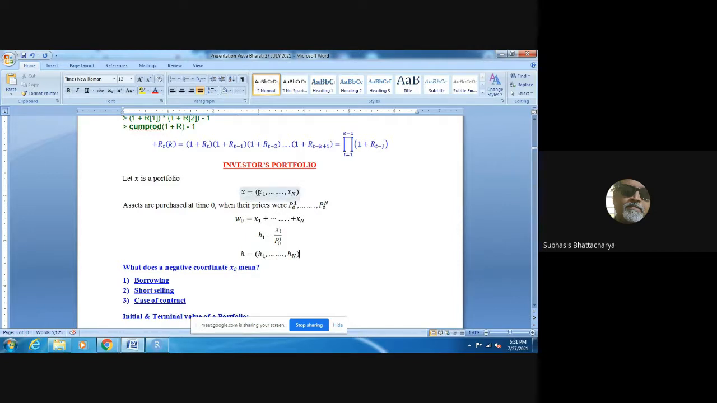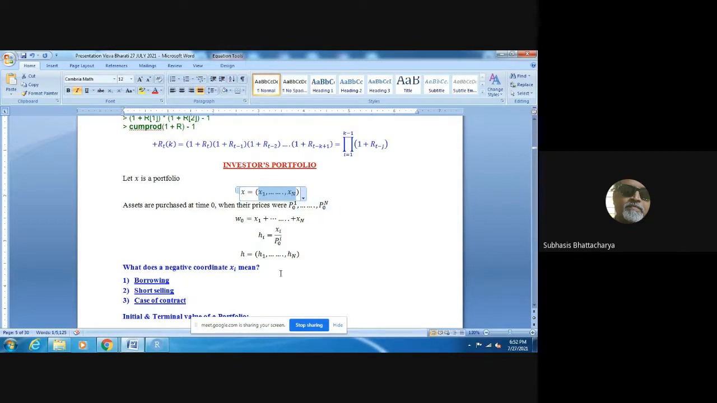Suppose this is my portfolio, and suppose my portfolio consists of 10 things. The first thing is X1, and the others are X2, X3, X4 and so on up to X10. So X2, X3, X4, up to X10 are the investments in shares. But what is X1? X1 is my borrowing amount from the bank, by which this money is funded.